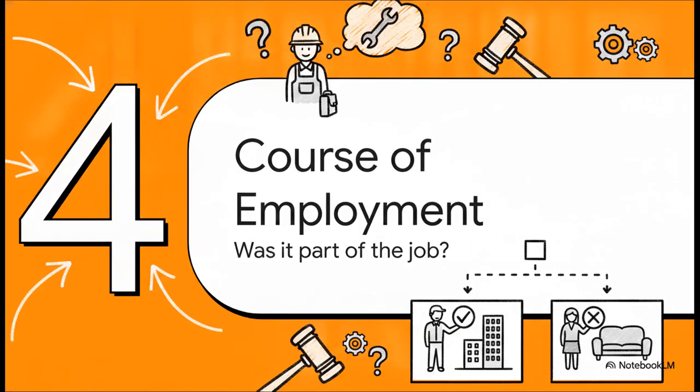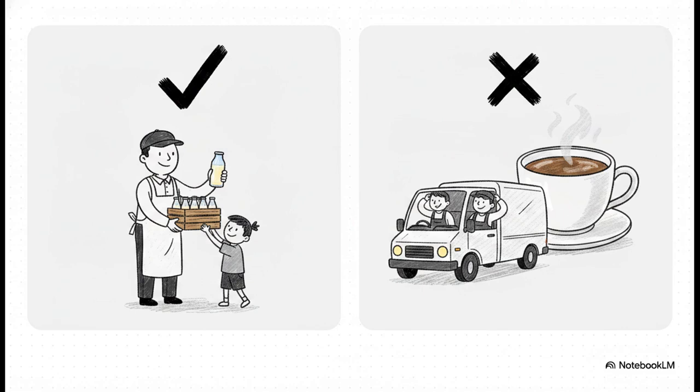All right, Section 4, Test 2, Course of Employment. Was it actually part of the job? Let's fill in your second table, looking at the course of employment. We're comparing two really different outcomes here.